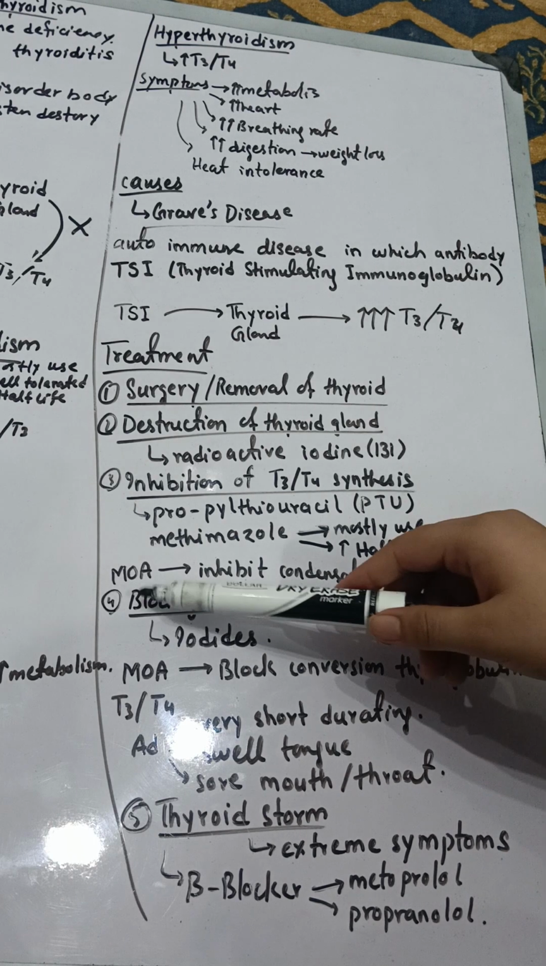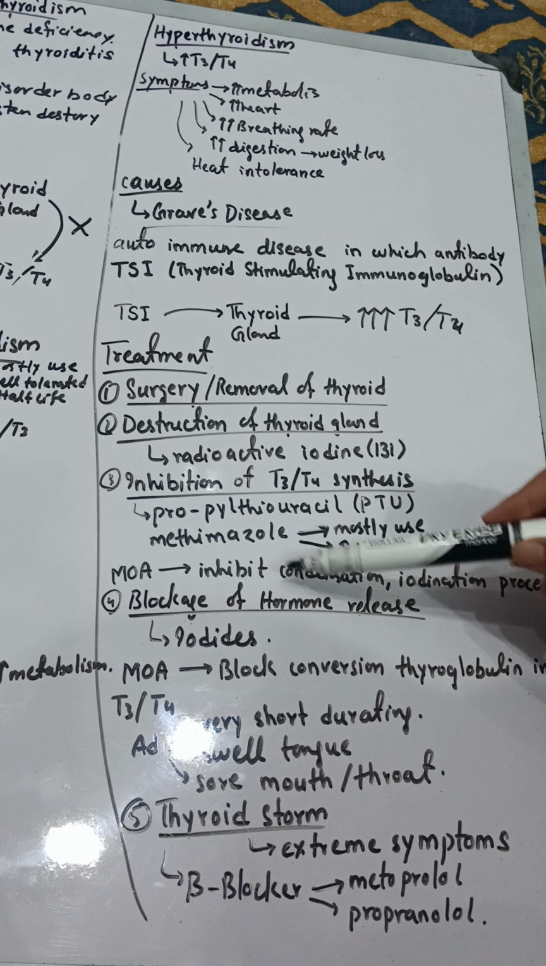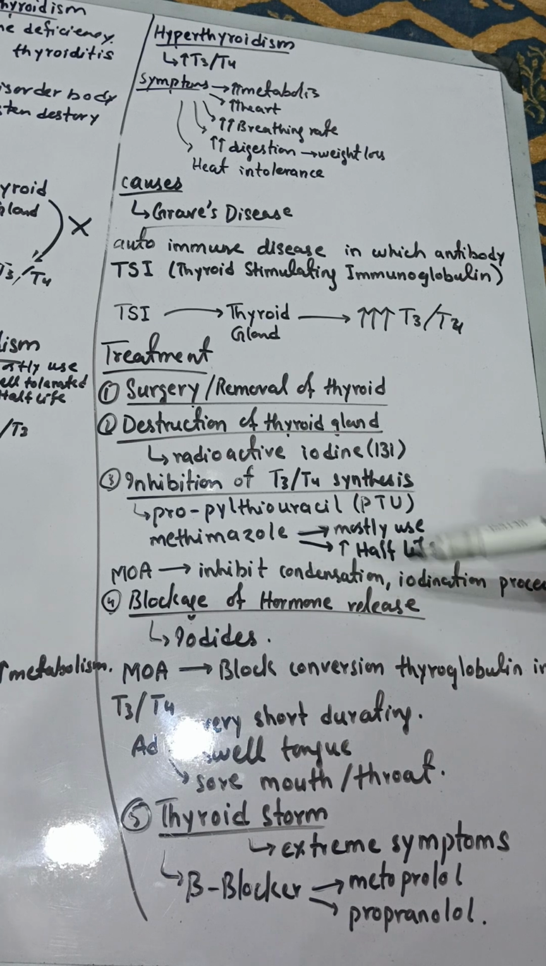Now let's discuss their mechanism of action. They inhibit the condensation and iodination process. This is how T3 and T4 are synthesized: the processes of condensation and iodination happen. If we block these processes, then T4 and T3 will not be produced. And once they are not produced, we can save our patient from hyperthyroidism.